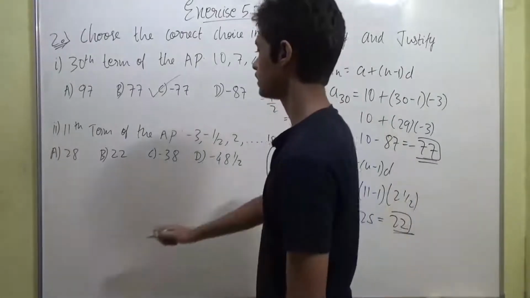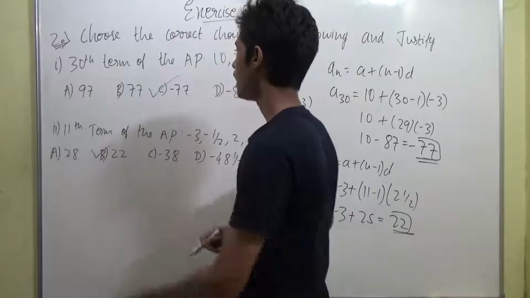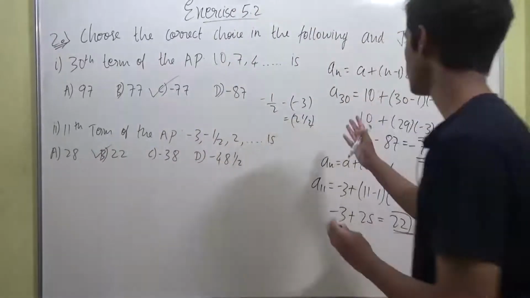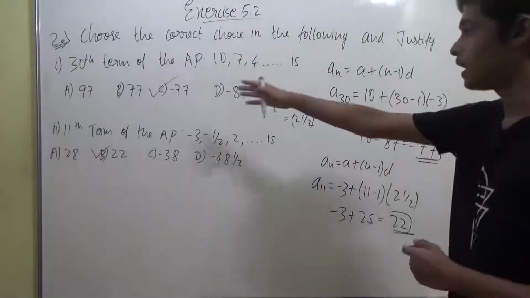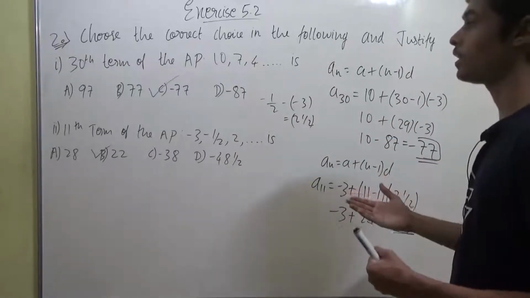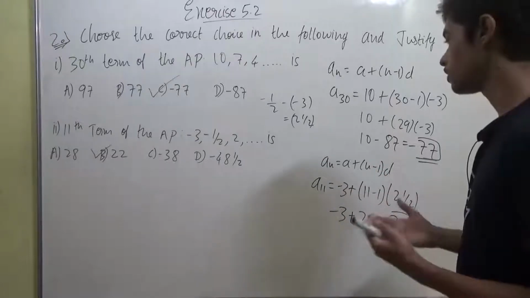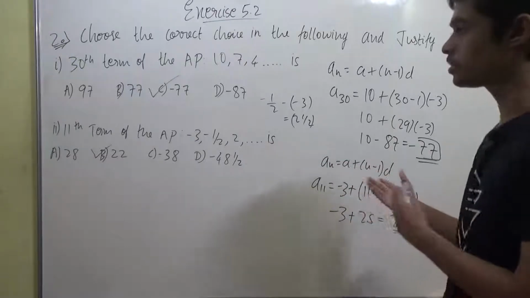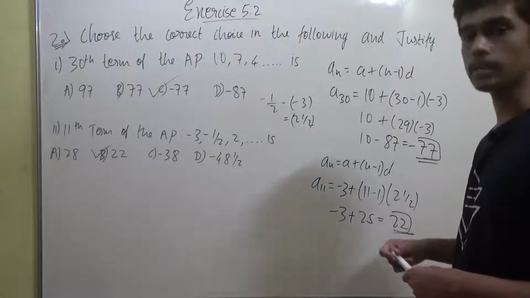So which option is correct, guys? It's option number B. As simple as that, guys. You have to just use the formula a_n equals a plus n minus 1 into d and put the conditions given in the question to get the unknown quantity or the nth term. From the options, matching the option you will get the answer of this second question. As simple as that, guys.